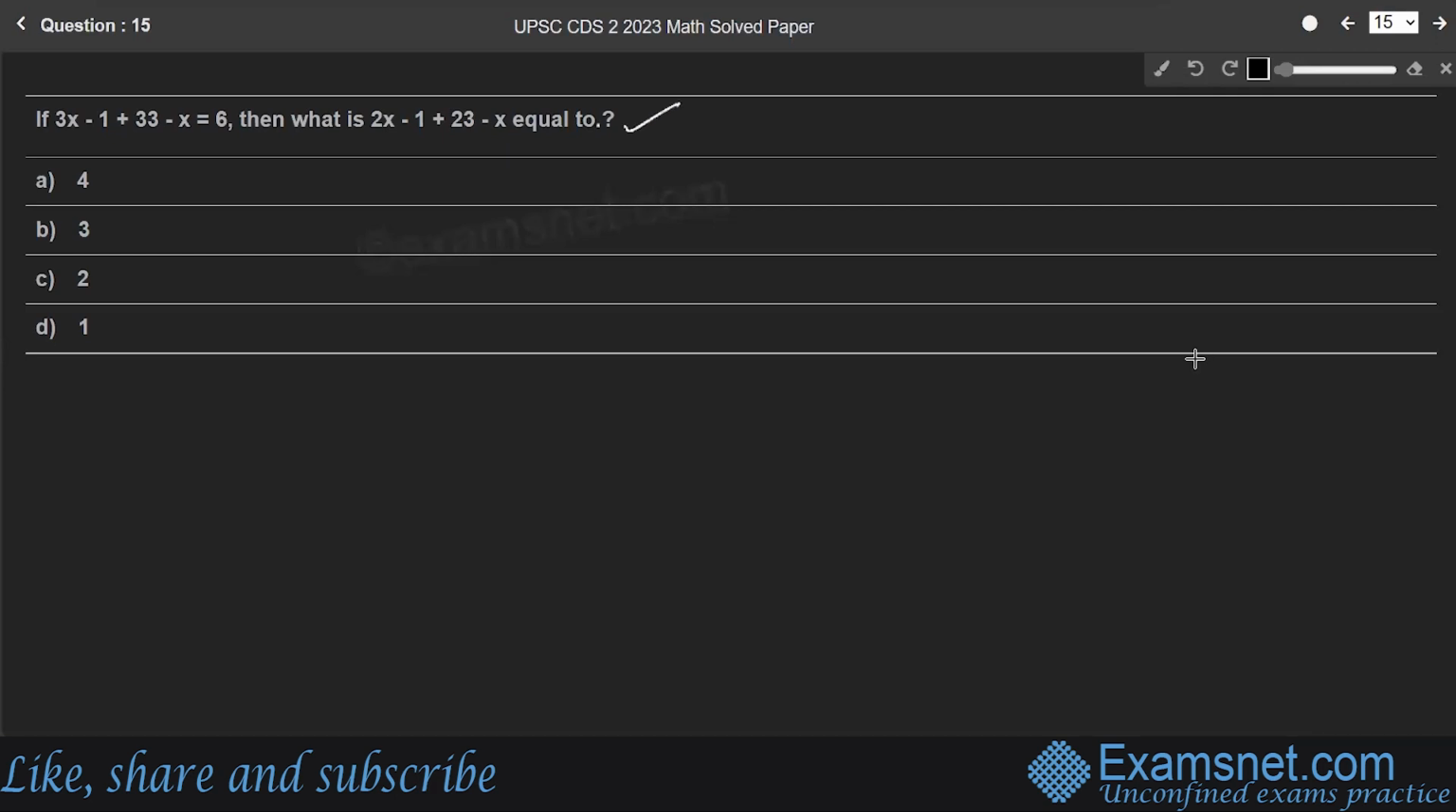Question 15. Here is a small correction, students, in the question. This should be 3 raised to x minus 1 plus 3 raised to 3 minus x is equal to 6. Then what is the value of 2 raised to x minus 1 plus 2 raised to 3 minus x? So we need to find the value of this. We'll write the right hand side of the given equation as 3 raised to 1 plus 3 raised to 1, which is equal to 6.